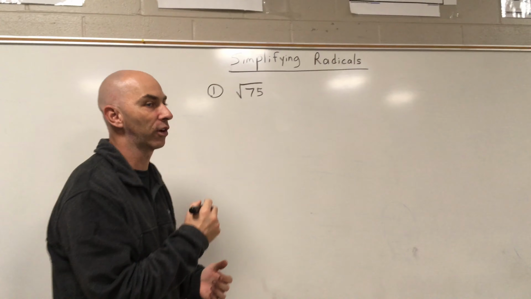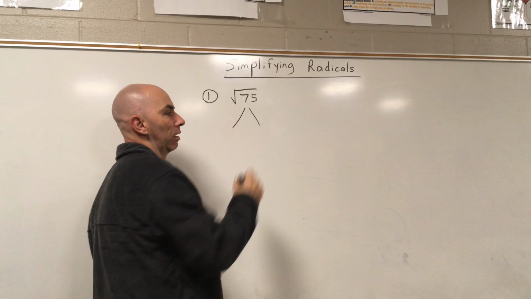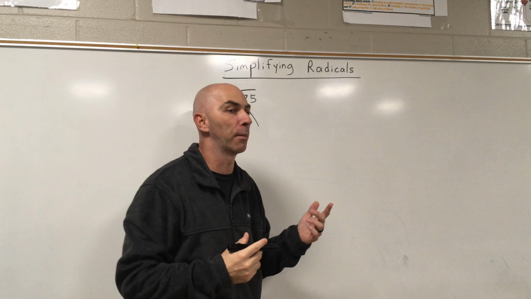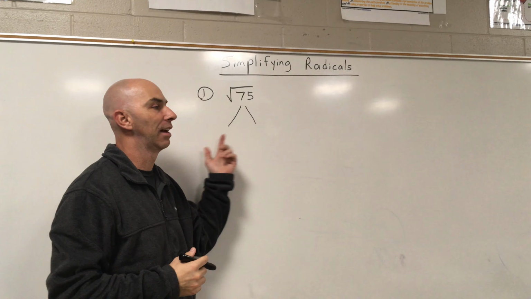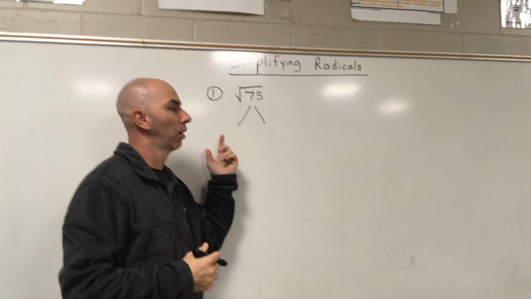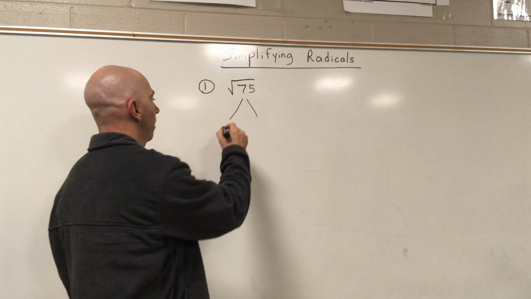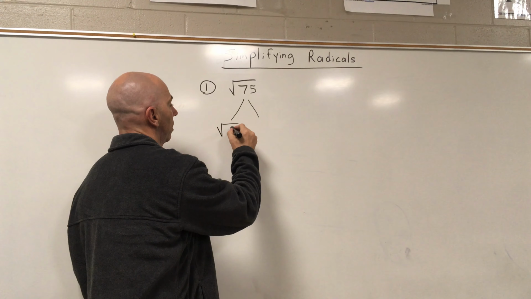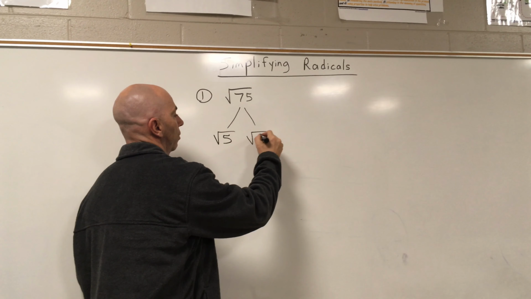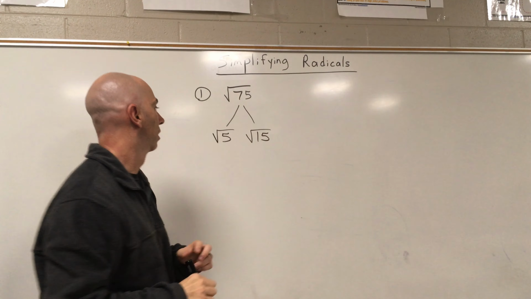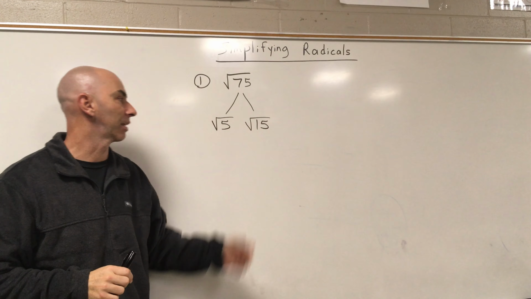First things first. We can get any two numbers, like a factor tree. Any two numbers that multiply to give me 75. What do you think those two might be, John? 5 and 15, we'll go with it. Now, keep the radical sign, or keep the square root symbol over it. Alright, so now we've got 5 and 15.